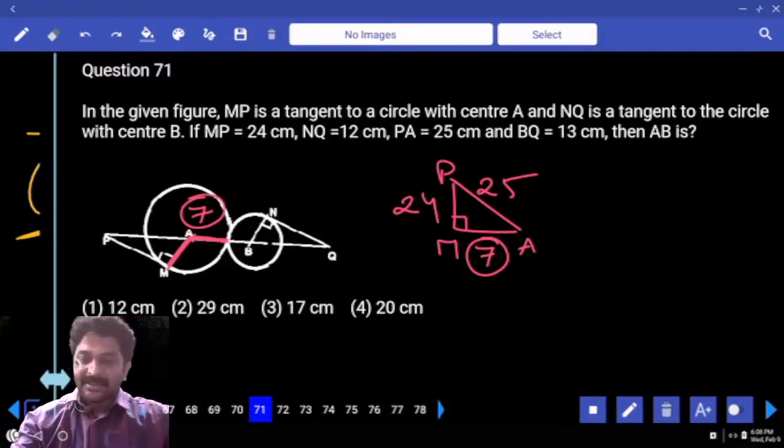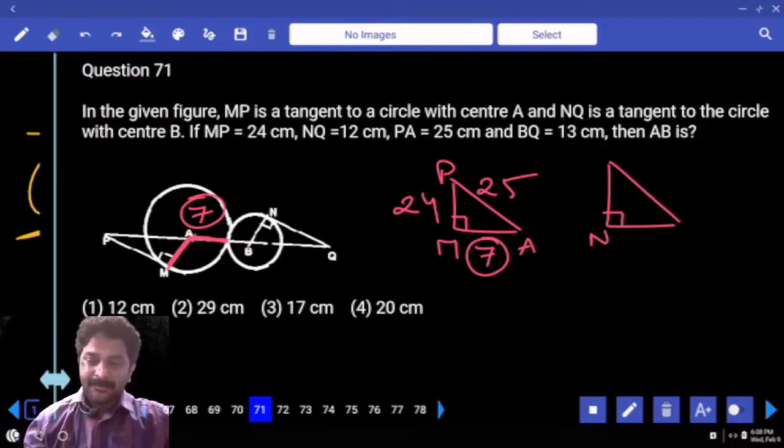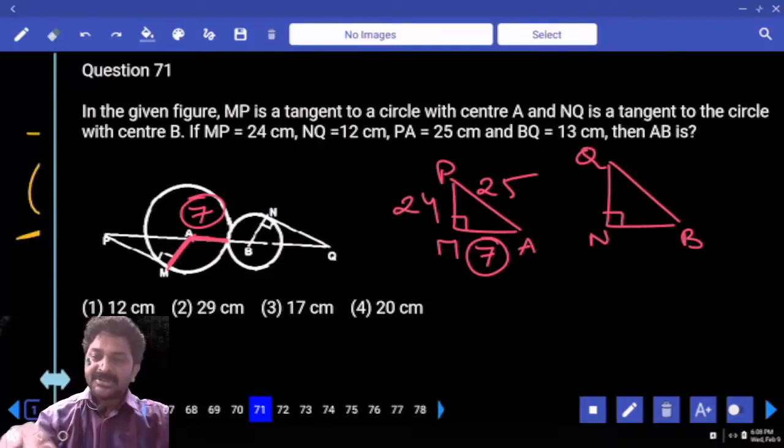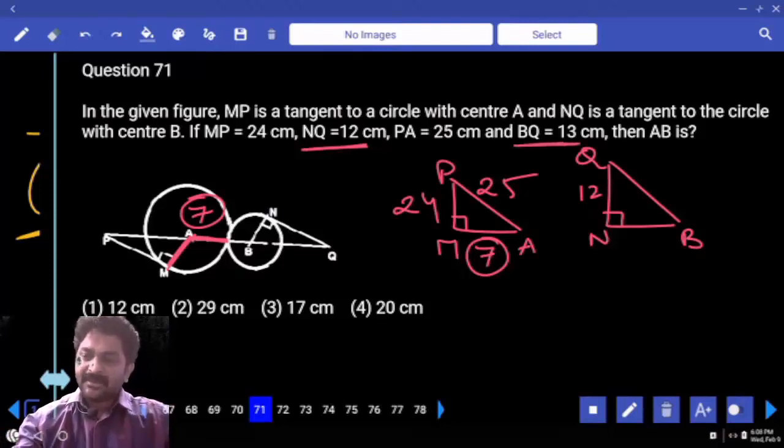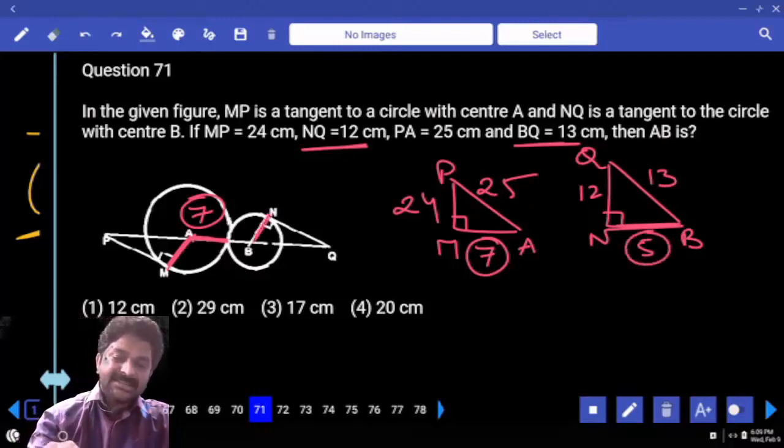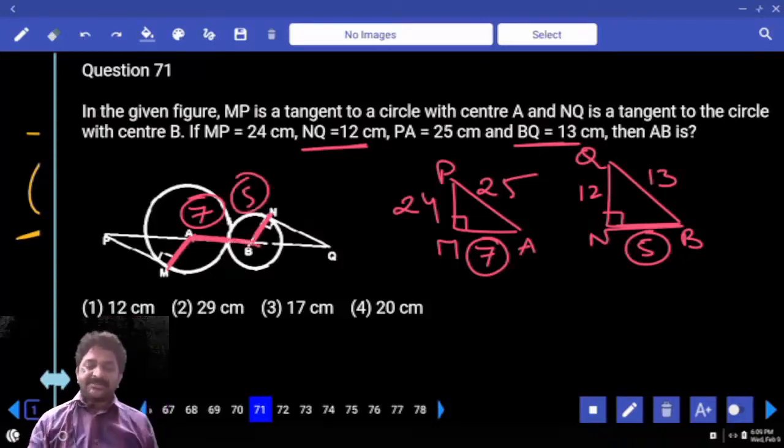Next, let me take the other right angle triangle, NQB. It is mentioned that NQ is equal to 12, the opposite side. Next, BQ is equal to 13. Then NB is equal to 5. NB is the radius of the second circle. So the distance A to B is 7 plus 5, that is 12 only.